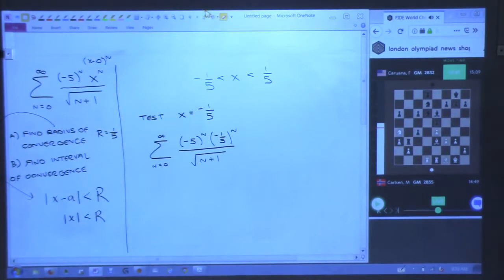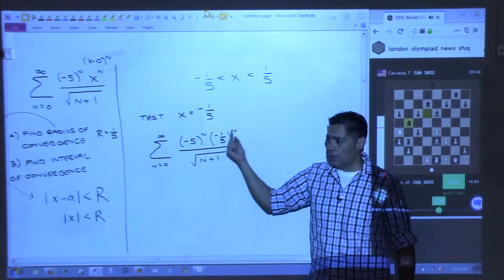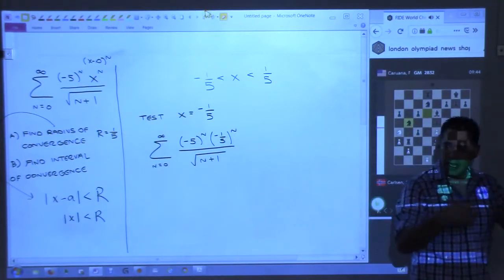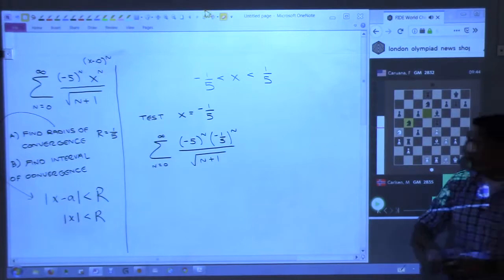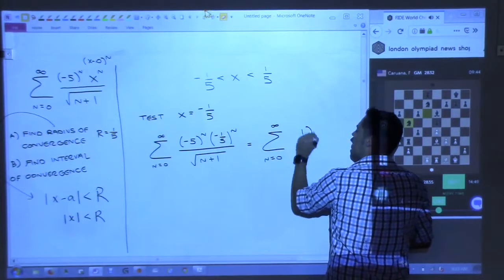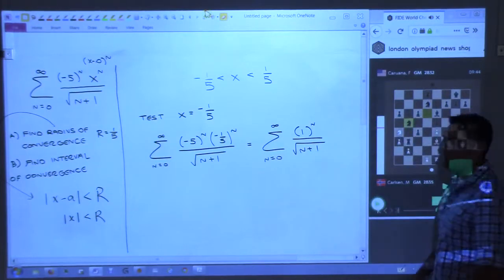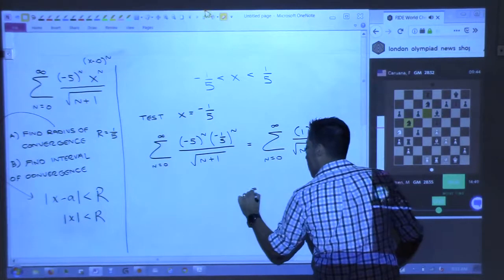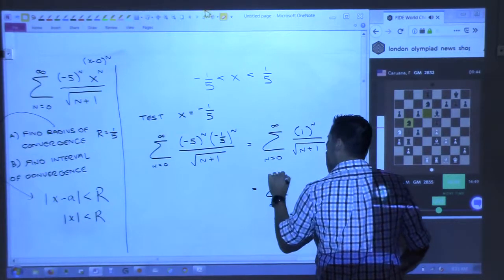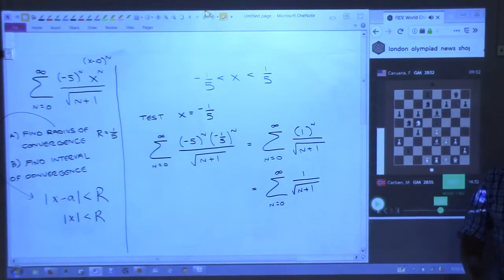So what can we do here? We can put those together, right? Because they're both to the same power. So we can put them together and we can put negative 5 times negative 1/5, which would be exactly 1, right? So that'd be 1 to the n. I don't need the n, all right? That's what I would have, which is really sum n equals 0 to infinity of 1 over root n plus 1. Okay. Does that converge or diverge?